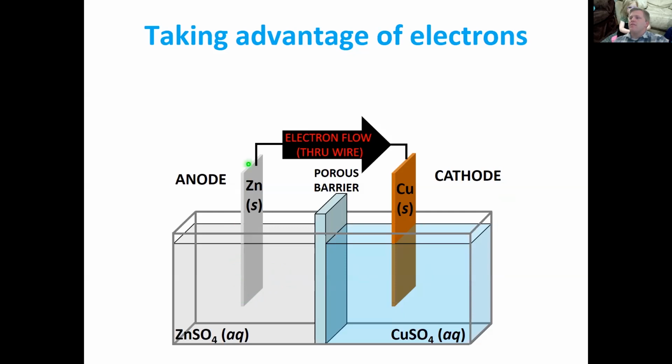Here, of course, we have our solid zinc bar in a zinc sulfate solution. We have our solid copper bar in a copper sulfate solution. Got a wire connecting them so electrons can flow from one direction to another. And we've got this porous barrier in the middle. Now, what is actually going to happen here is the electrons are going to flow from the zinc bar up over to the copper bar.